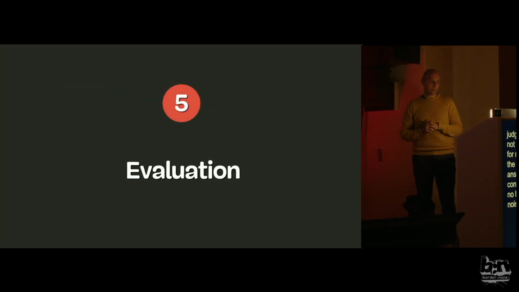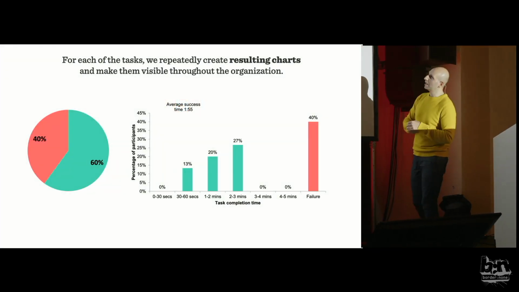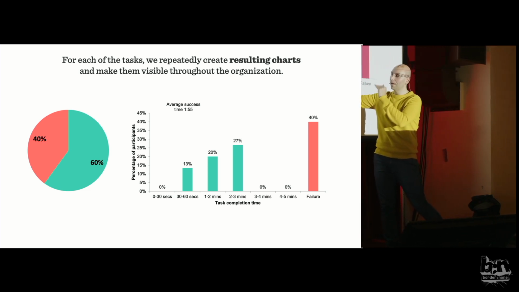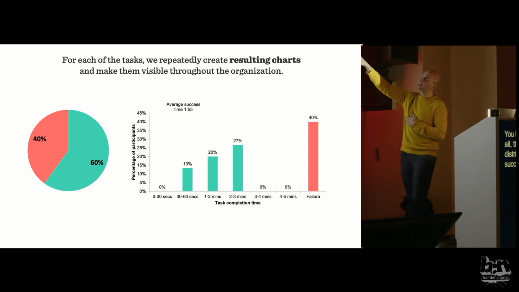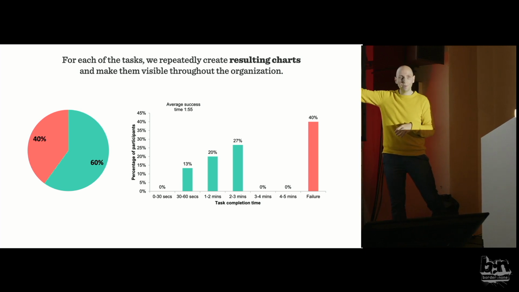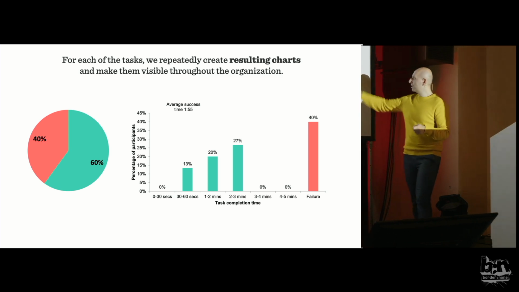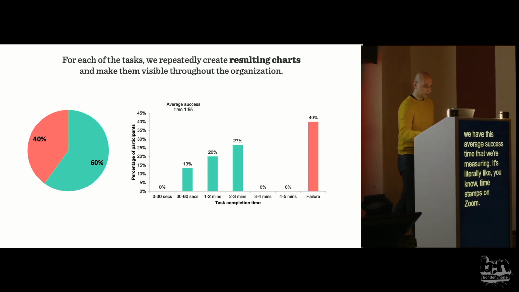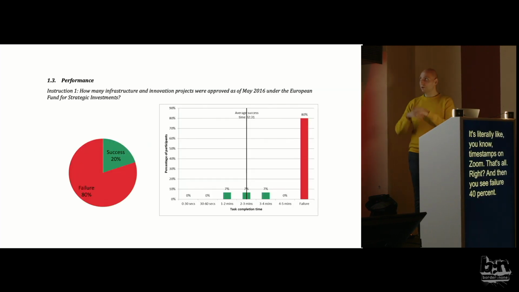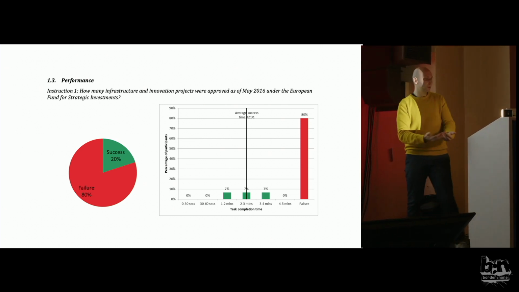And then you get to evaluation. Creating charts like this, right? Where you maybe have, first of all, the overall distribution, success rate, and failure rate, right? For each of the tasks, we repeatedly create results in charts and make them visible throughout the organization. So we have this average success time that we're measuring. It's literally timestamps on Zoom. That's all, right? And then you see failure, 40% in this particular case, right? Also, as you can see, this is usually going to look very much like this, and this is what we present to management, right? Every time once we've completed doing this research.